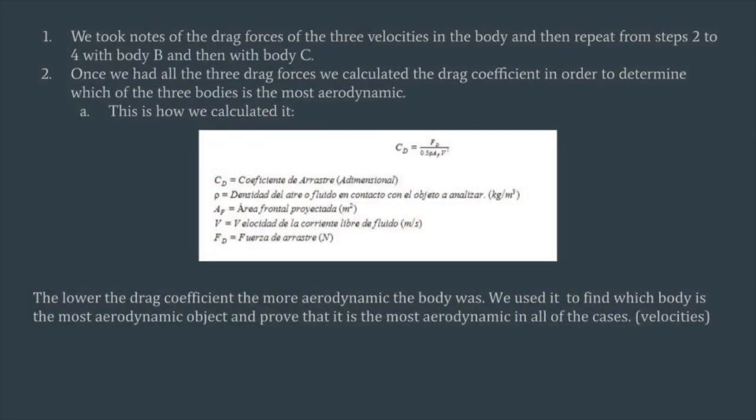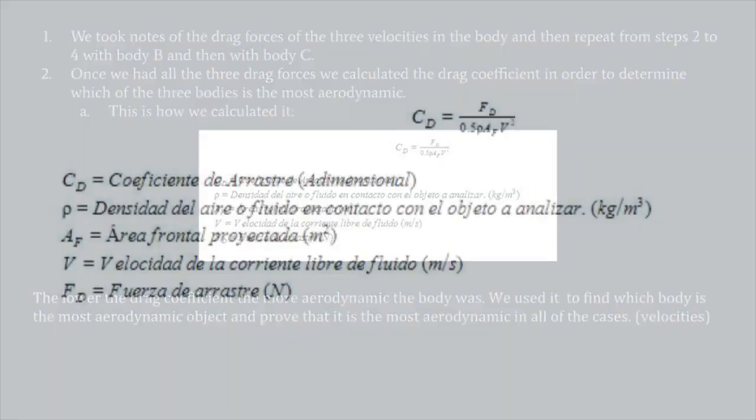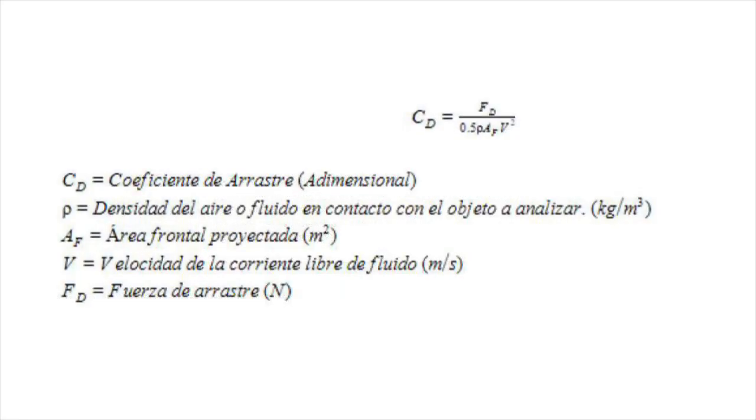We took notes of the drag forces of the 3 velocities in the body, and then repeated the same process as we did with object A, with objects B and C. Once we had all the 3 forces, we calculated the drag coefficient in order to determine which of the bodies is the most aerodynamic. We calculated this drag coefficient by using the same formula we previously explained.